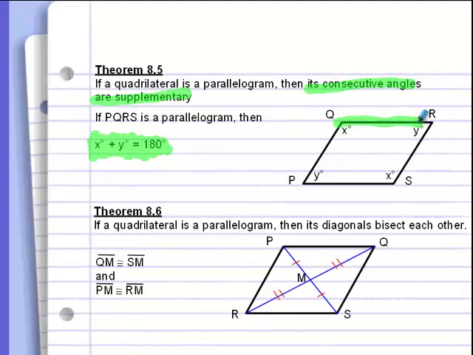If this line, let me use a different color. I'm sick of this Joker looking green. That's better.